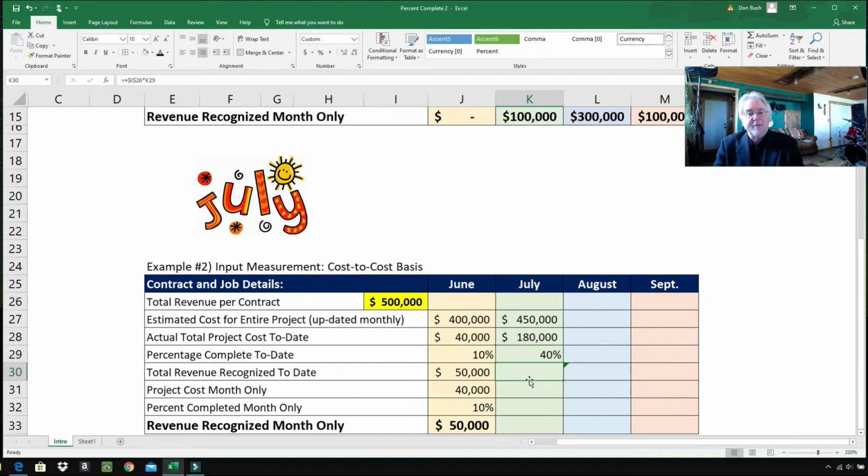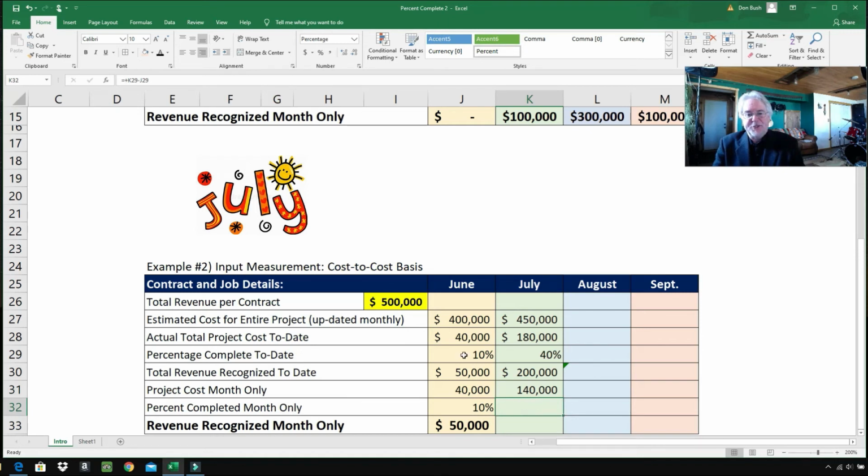So the amount of revenue recognized to date is going to be 40% times the contract amount. That's $200,000. Now the project cost for the month only. Well, in June we spent $40,000. In July we had spent a grand total of $180,000 for both June and July. So it looks like in July we spent $140,000.